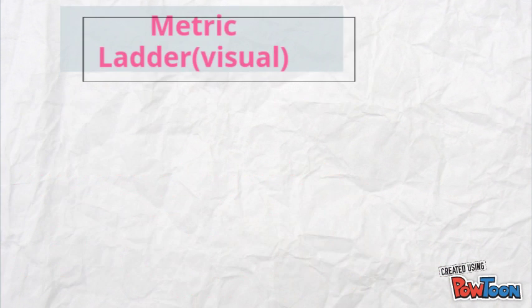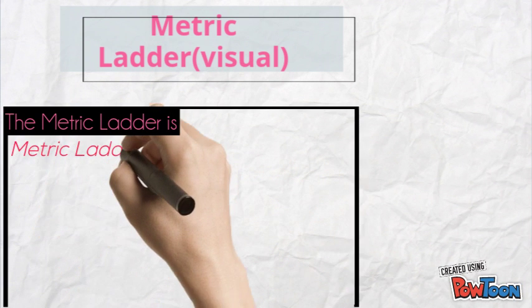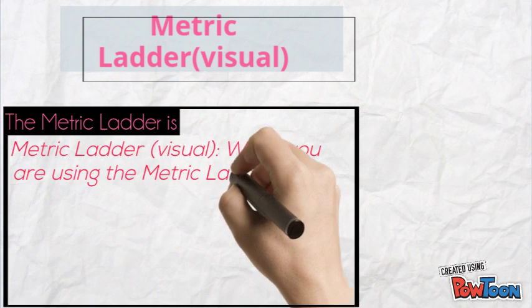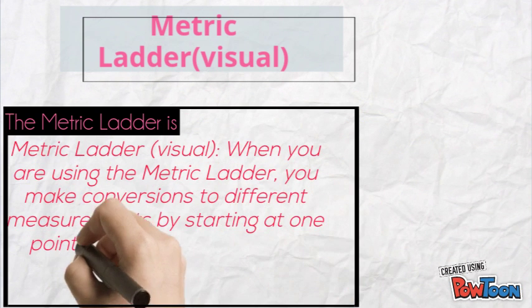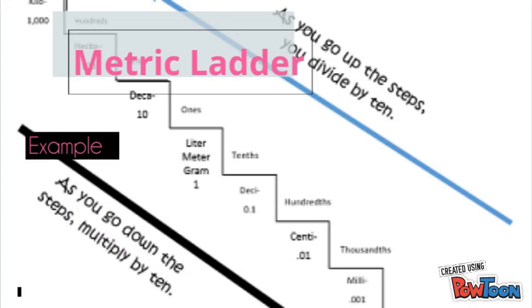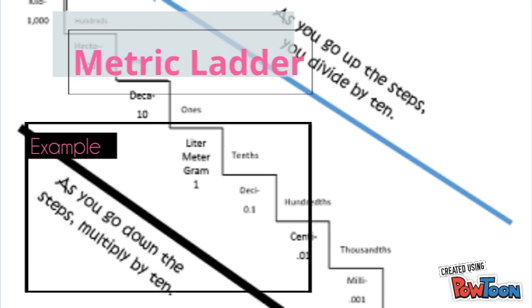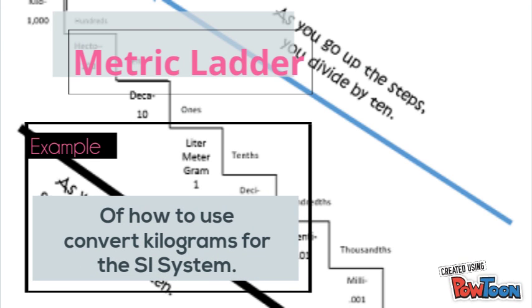When you are using the decimal point, this is an example of how to convert kilograms for the SI system.